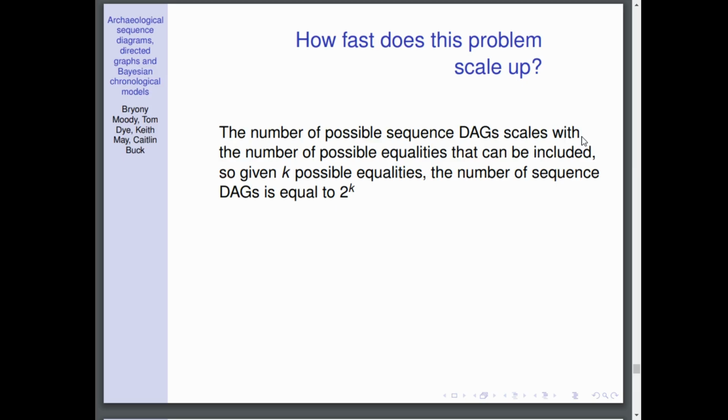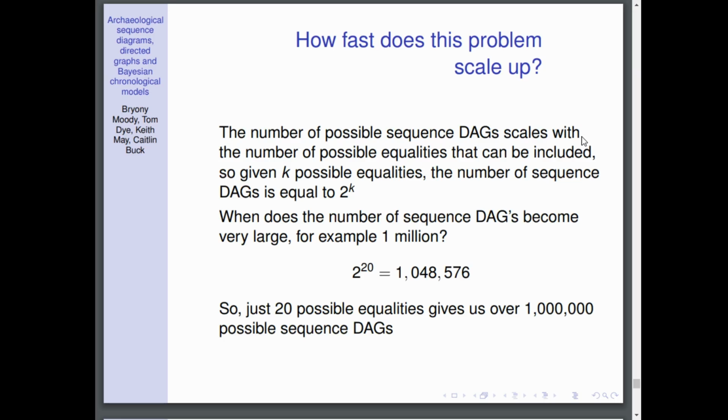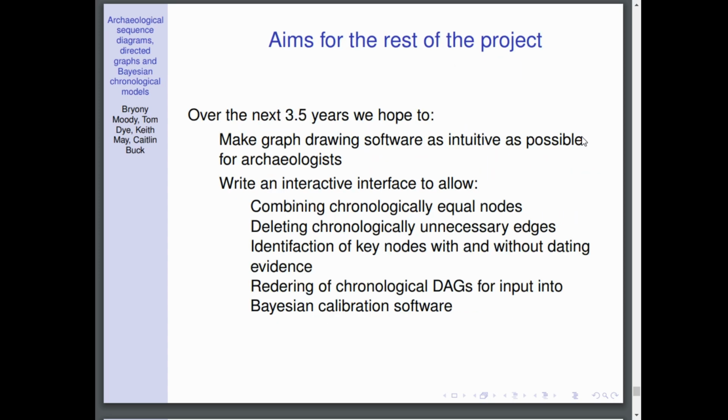Well, given k possible equalities, so k possible equal relationships in time that you may want to consider for your chronological model, that gives you 2 to the k possible sequence DAGs. So how big does that grow? So when does it become, say, for example, 1,000,000? That's a big number. So just 20 possible relationships to consider gives you over 1,000,000 possible sequence DAGs. So you can see that it grows quite quickly.